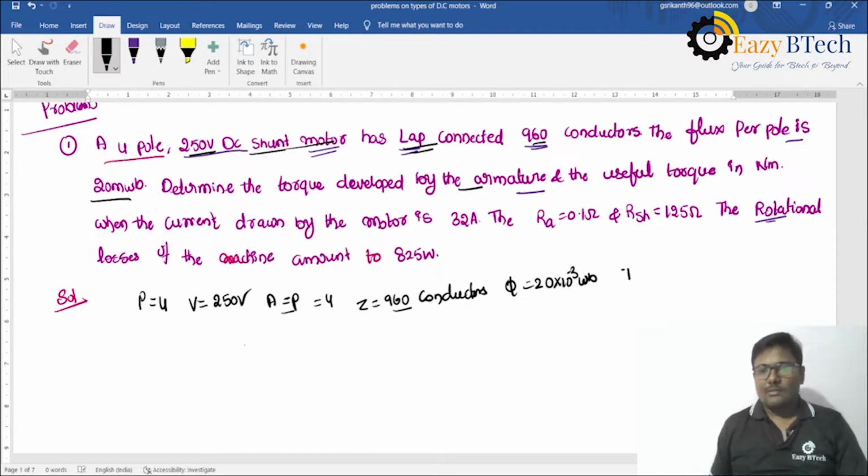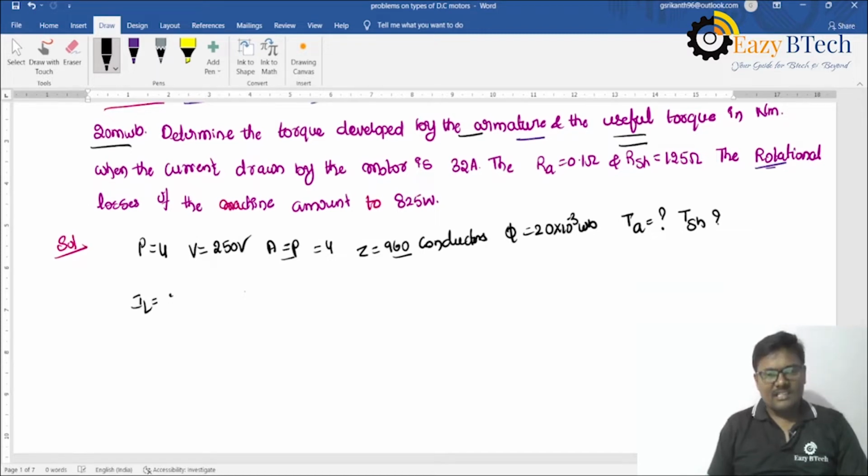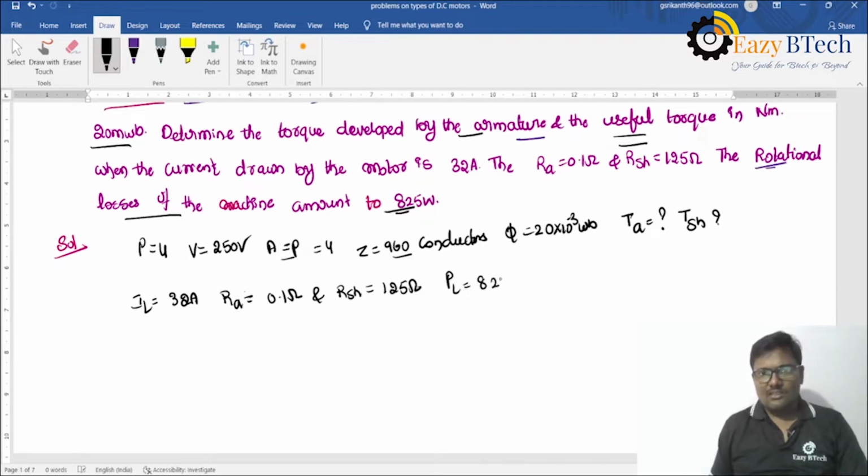Determine the torque developed by the armature, that is TA, and the shaft torque, the useful torque. When the current drawn by the motor is 32 amperes, the line current is given as 32 amperes, the armature resistance is 0.1 ohms, RSH is 125 ohms, and the rotational losses of the machine, PL, is equal to 825 watts. What are the rotational losses? Friction and windage losses.